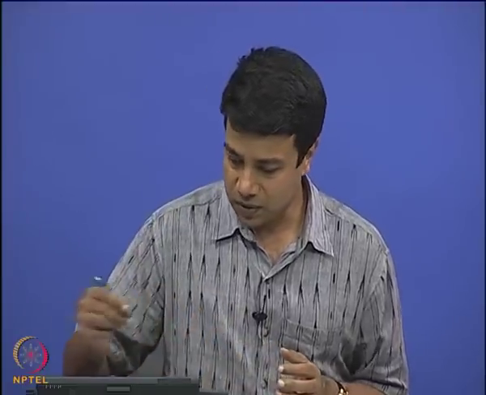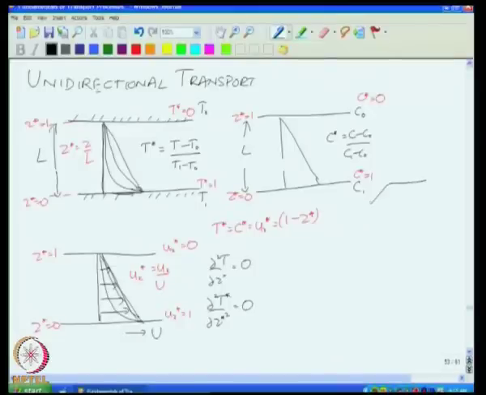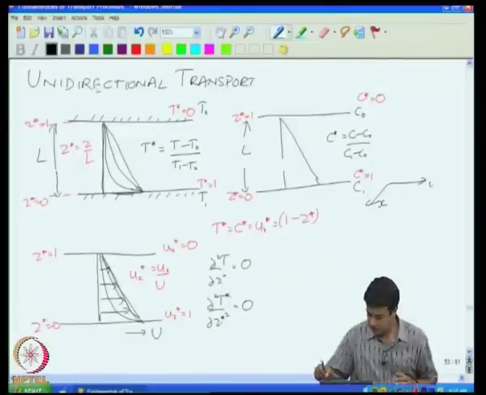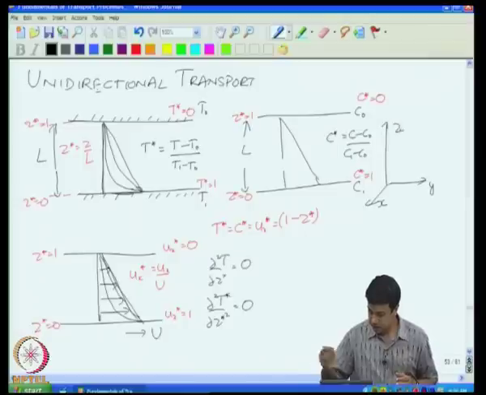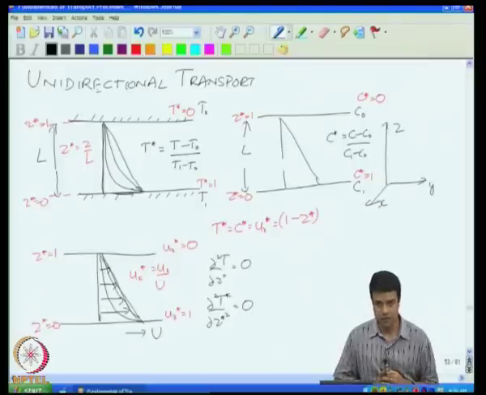The simplest configuration you can consider is unidirectional transport. That means that transport occurs only in one direction, and that is why the problem is greatly simplified. In what is called a Cartesian coordinate system, the three coordinates are x, y, and z. And unidirectional transport in a Cartesian coordinate system means that the transport is taking place only along one direction. And the simplest example in Cartesian coordinates is the transport between two flat plates.